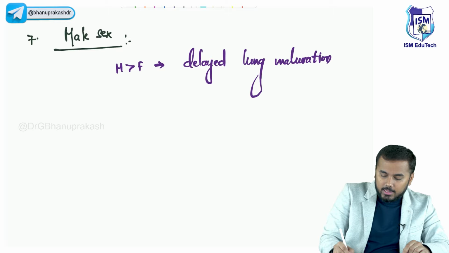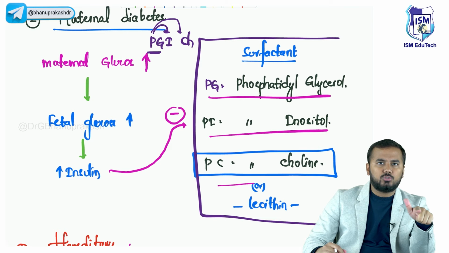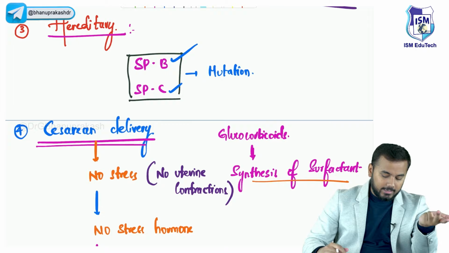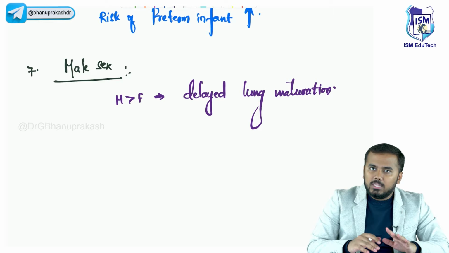So, these are the seven factors, guys. What are those seven factors? First, we discussed preterm infant or premature birth. Second is maternal diabetes, insulin will inhibit all the three important things. After that comes hereditary. After that, we discussed cesarean. Then we discussed hydrops fetalis. Then multifetal pregnancies. And finally, the male sex. So these are the seven important risk factors for respiratory distress syndrome.